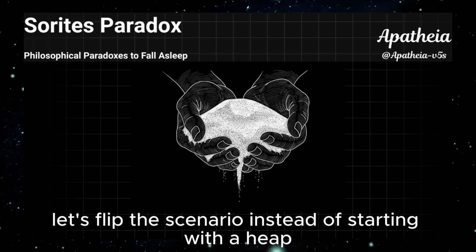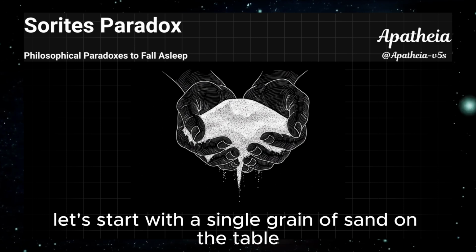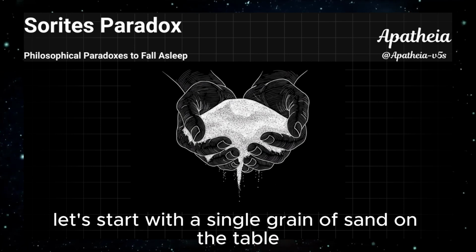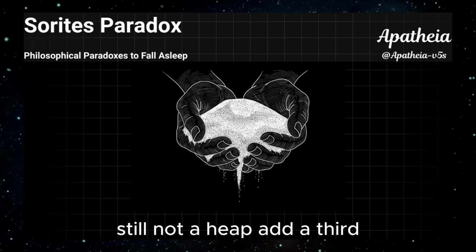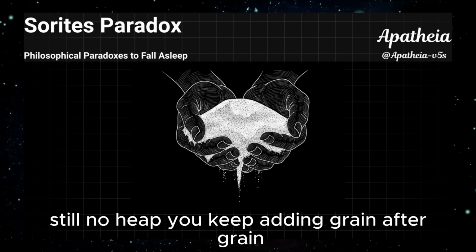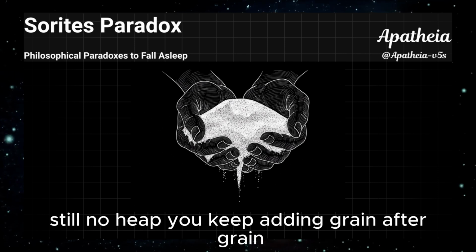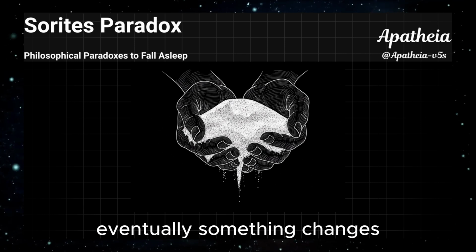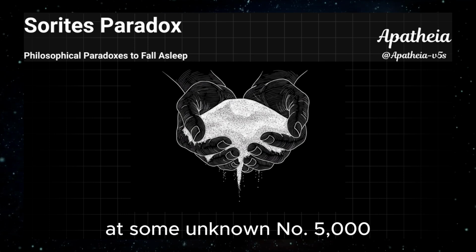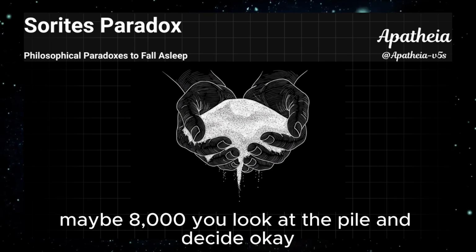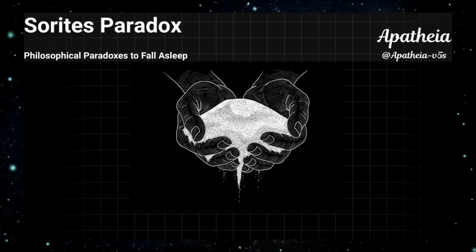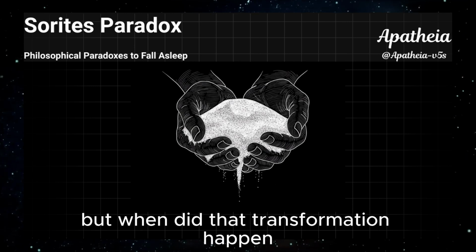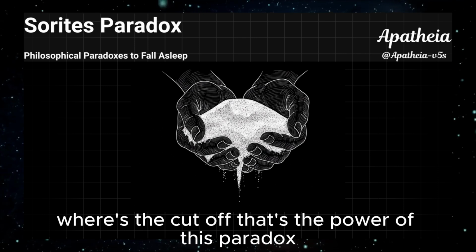Let's flip the scenario. Instead of starting with a heap, let's start with a single grain of sand on the table. It's clearly not a heap. Add another grain, still not a heap. Add a third, a fourth, a fifth, still no heap. You keep adding. Grain after grain, eventually something changes. At some unknown number, 5,000, maybe 8,000, you look at the pile and decide, okay, now it's a heap. But when did that transformation happen? Where's the cutoff? That's the power of this paradox.